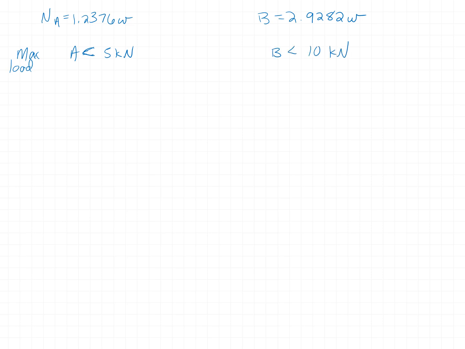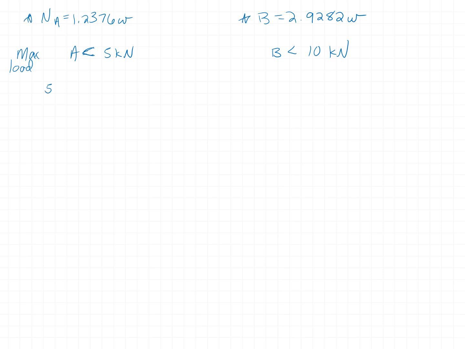So I'm going to rewrite those. I have NA is equal to 1.2376W, and B is equal to 2.9282W. If I'm given that the max load of A has to be, sorry, A has to be less than 5 kilonewtons, and B has to be less than 10 kilonewtons, I put those into these equations.